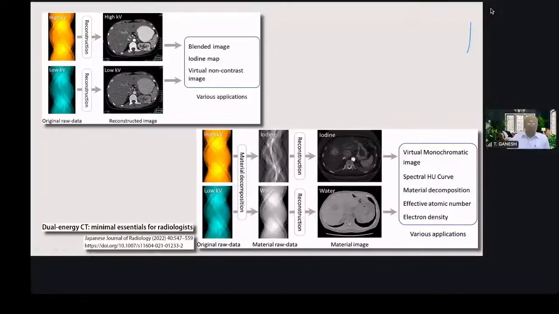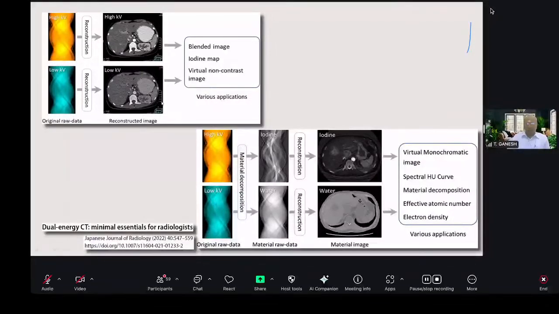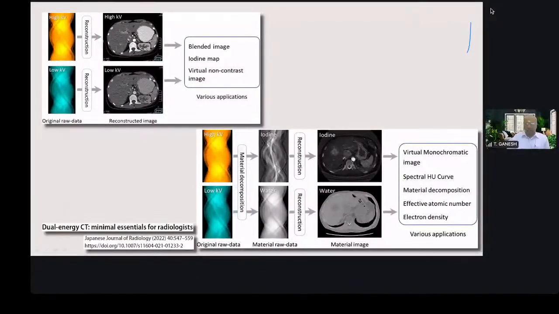You can combine the images after the reconstruction in different ways. You can first do the reconstruction, and the reconstructed images can be blended in different ways to produce a simple blended image, to produce an iodine map, and also to produce what is called the virtual non-contrast image. You simply subtract the iodine and you will get a virtual non-contrast image.